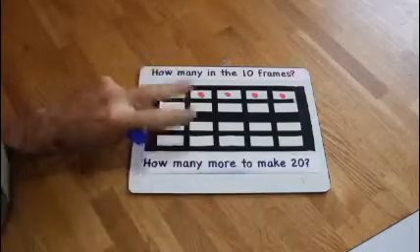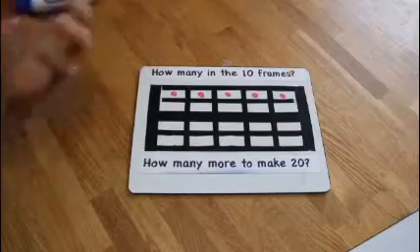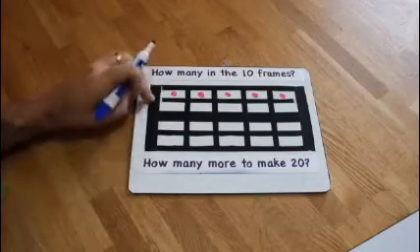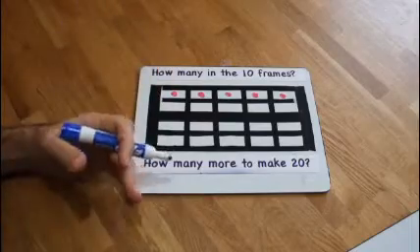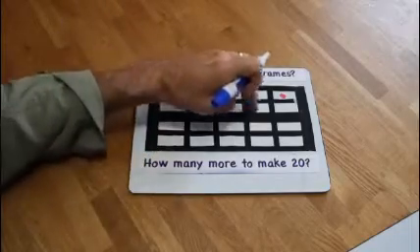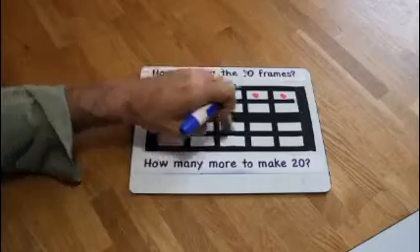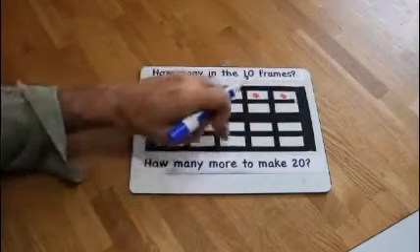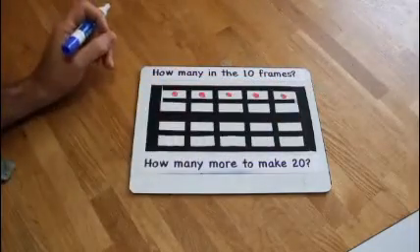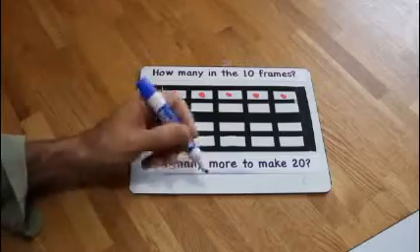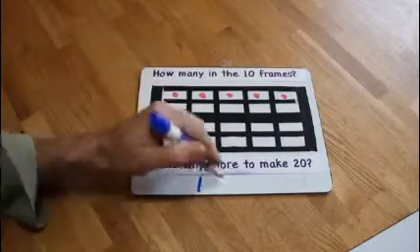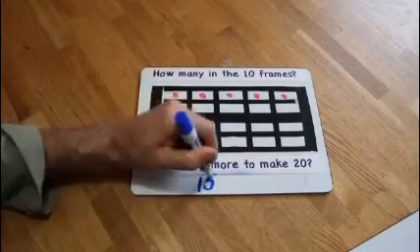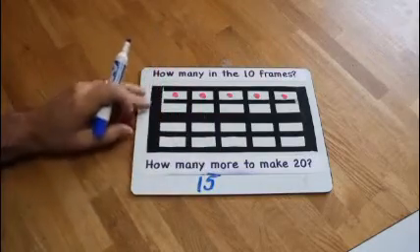20 is 2 tens. We don't have any tens yet, so we got to build them up so we have 2 tens. So we've got our 5. We got to keep going to find out how many more. 1, 2, 3, 4, 5, 6, 7, 8, 9, 10, 11, 12, 13, 14, 15 more we need to make 20. How do we write a 15? A 1 for the 10 and 5 more ones makes 15. Okay?